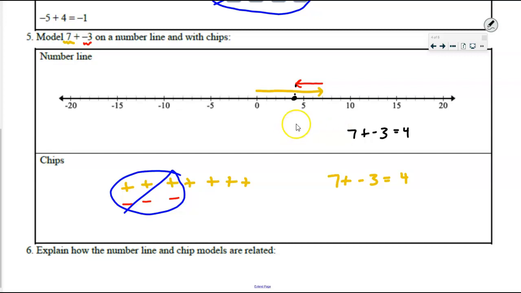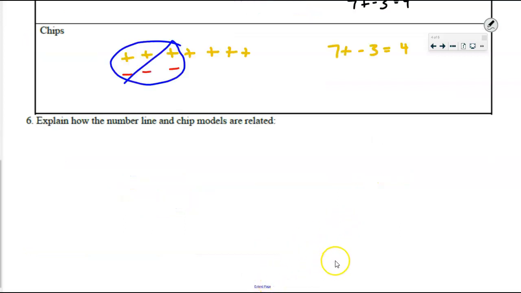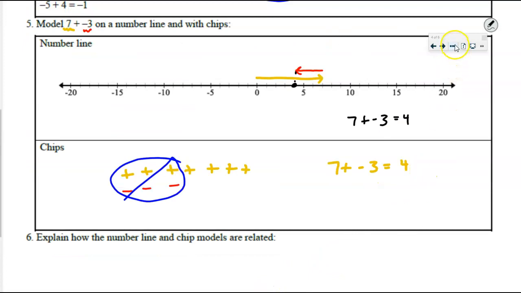Okay. I now need to discuss, how are these number line and chip or tile models, how are they related? Do you see any similarities between them? Talk at your tables? Or let's see, you guys already talked at your tables, so we should be ready to discuss this. All right, tell me, how are these models related? Yes, Cameron.